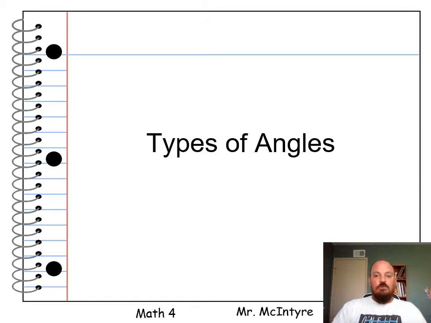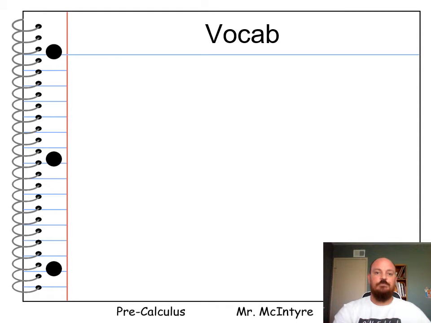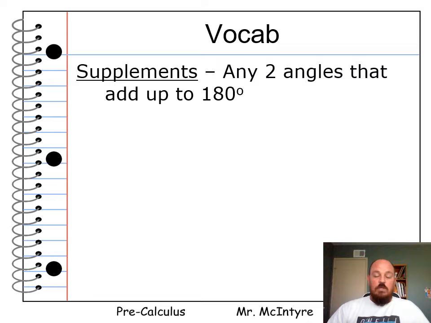Today we're going to learn about some different types of angles. We're going to learn some vocabulary and a couple of different rules about types of angle. So I'm going to start off with some vocab.